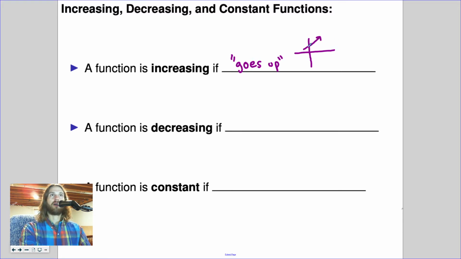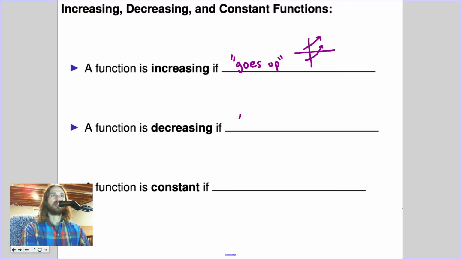Now, I can't say that it's positive slope because we've only talked about slope with lines that are straight. Some of these lines that are curved are still increasing, but I don't really want to say positive slope, even though it does look like positive slope.